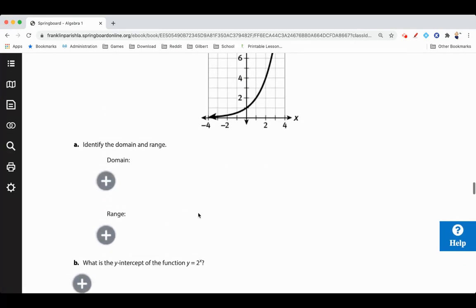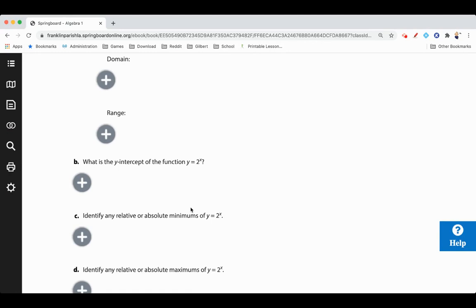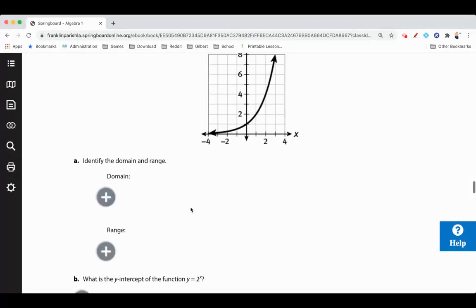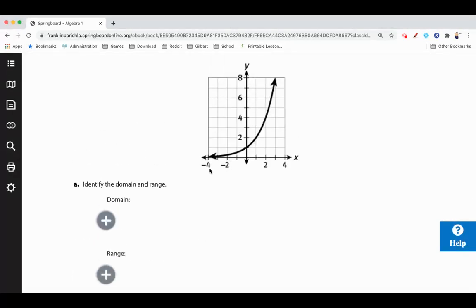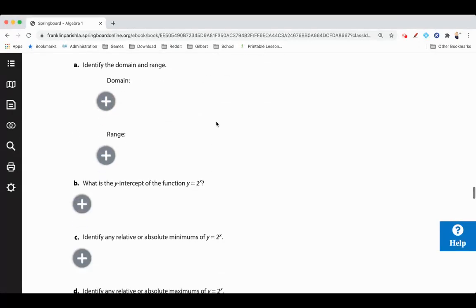What's the intercept? When x is 0, this function would be 1, just because 2 to the 0 power is 1. Absolute or relative minimums or maximums: none. It goes up forever, and it goes on forever to the left and down. No absolute minimums or maximums.